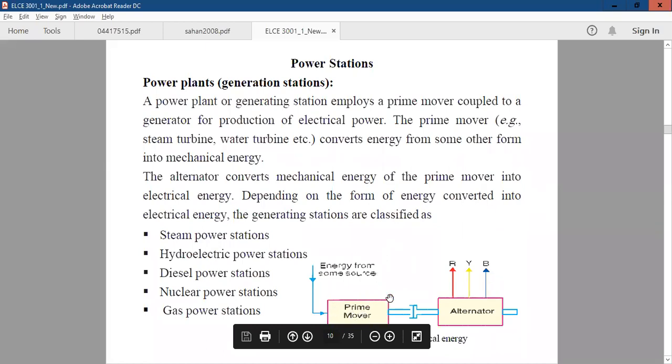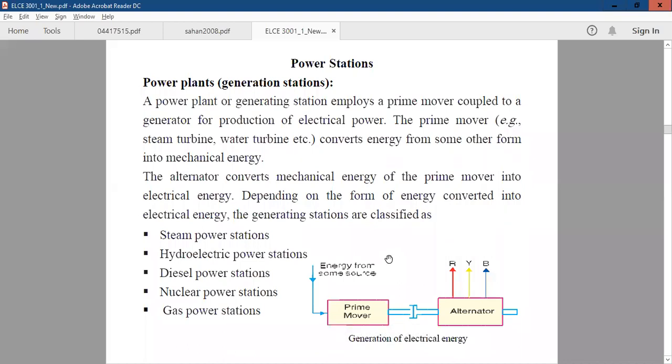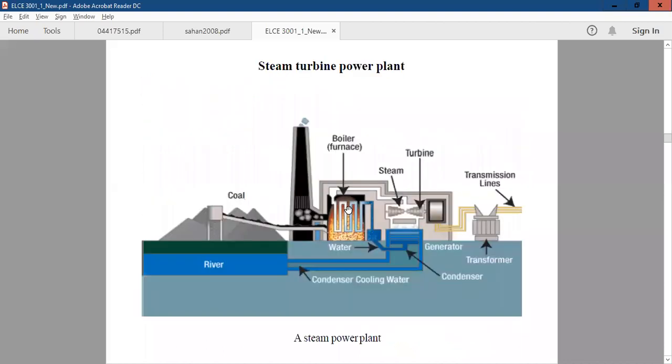So in the prime mover, we have mechanical energy which is converted to electrical energy, or kinetic energy, we can call it mechanical energy.